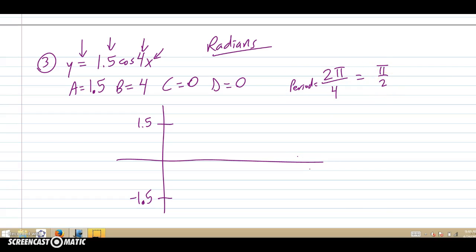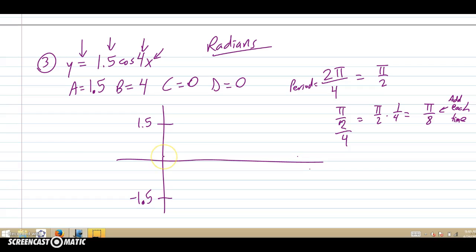Okay, so that means we're going to be doing 1 complete cycle in pi over 2 radians. Divide that by 4, or rather multiply it by 1/4, and that'll tell you what to add each time. So pi over 8. And I think this is the part right here where it gets complicated, because it deals with fractions, so we have to be careful. But it doesn't matter, we're just adding pi over 8 each time. Or 1/8 pi, if you want to think about it that way.